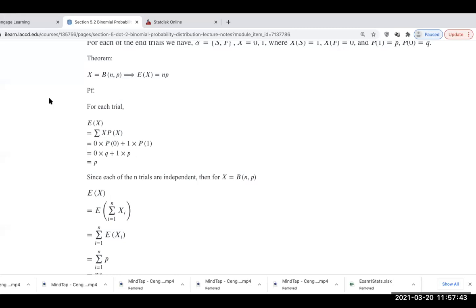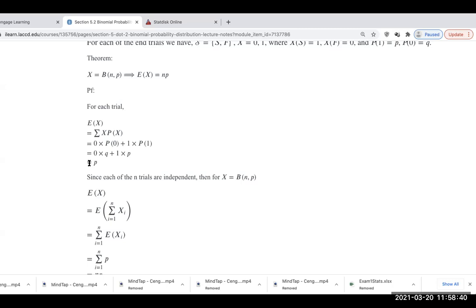We're going to be using a whole bunch of the facts that we derived back in section 5.1 to do this. Let X be your random variable, the output for one of your trials. For each trial, the expected value of X is the sum of X times P of X. In this case, there are only two outcomes: success or failure, which are either 0 or 1. So 0 times the probability of 0, which is Q, plus 1 times the probability of 1, which is P. 0 plus P is P.